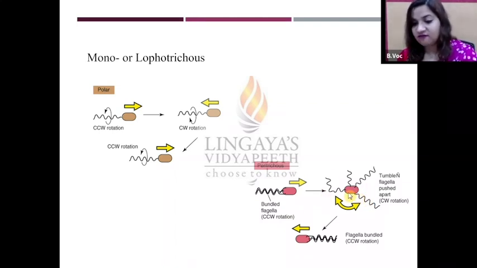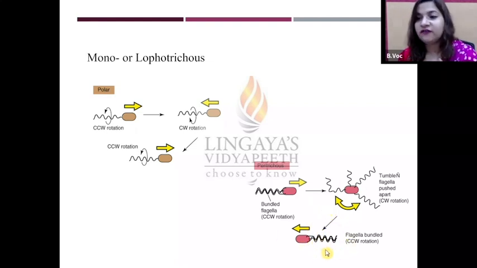This is the peritrichous bacteria, which have the flagella all over. Then this is the lophotrichous bacteria, which have a group of flagella or tuft of flagella at one end. All right.